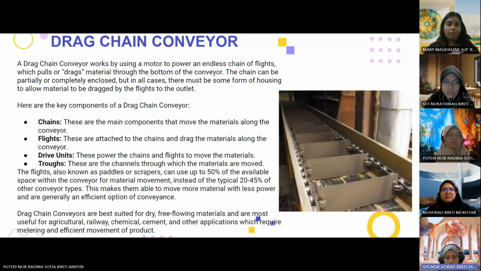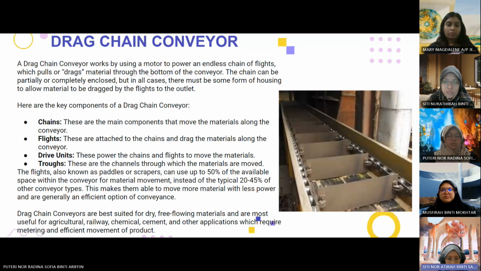Next is drag chain conveyor. A drag chain conveyor works by using a motor to power an endless chain of flight, which pull or drag materials through the bottom of the conveyor. The chain can be partially or completely enclosed, but in all cases, there must be some form of housing to allow material to be dragged by the flight to the outlet. The components for drag chain conveyor are chains, flights, drive unit, and trough.